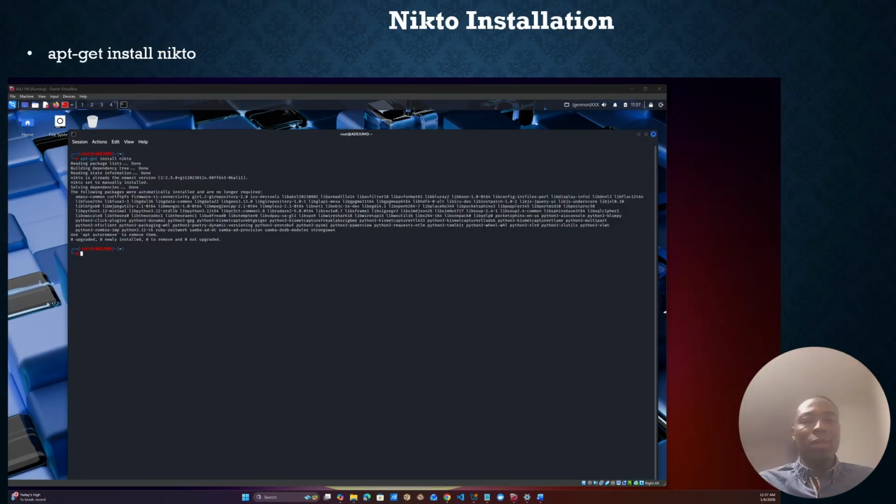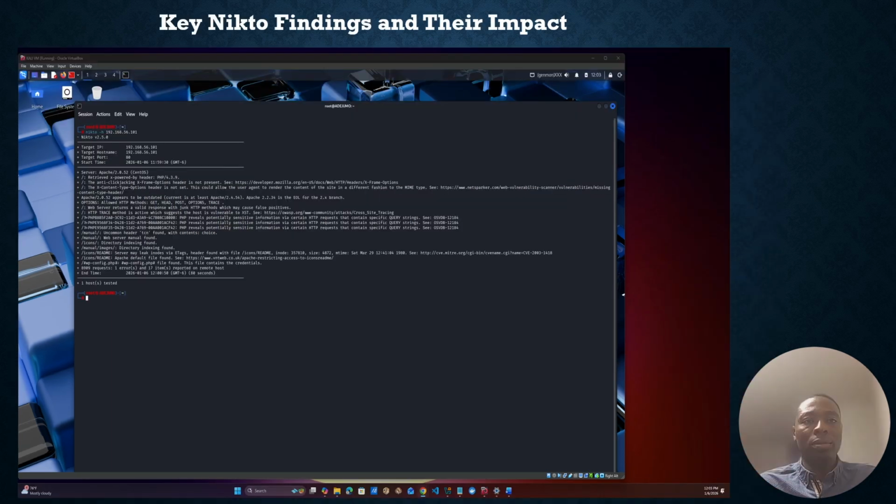I successfully installed Nikto on my Kali Linux VM using the apt-get install nikto command. The terminal confirmed that the latest version is already present, ensuring the tool is up to date and ready for scanning. Verifying installation is a critical step in the flaw hypothesis methodology, as this ensures the scanner will produce accurate and actionable results during web server assessments.